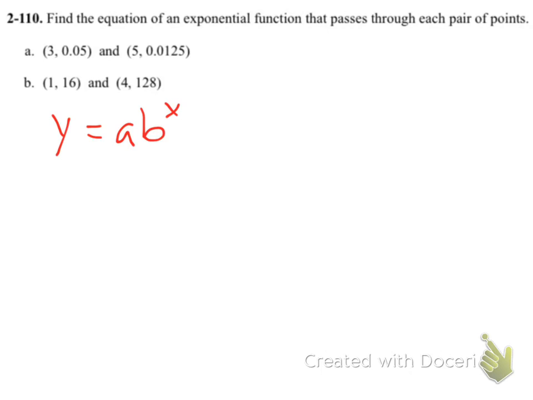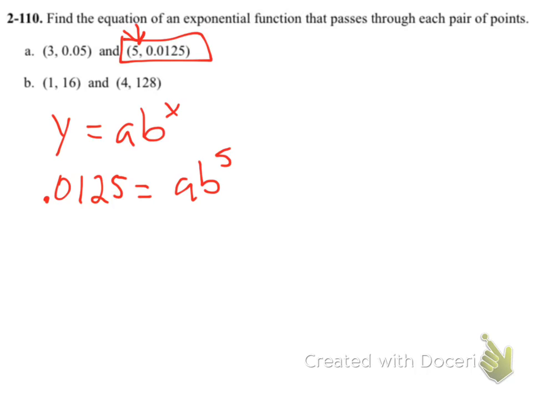So a hint on this one to make it easier, use the one with the larger x value and write that one first. So I have 0.0125 equals a times b to the fifth. And my other equation is 0.05 equals a times b to the third. So in this method, I'm going to take these two equations and I'm actually going to divide the two.